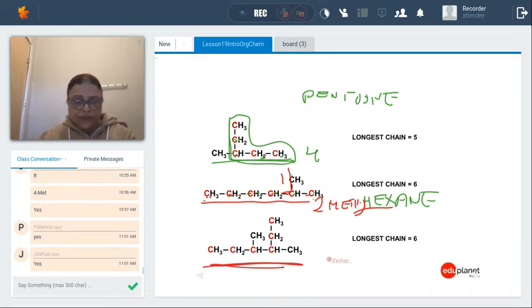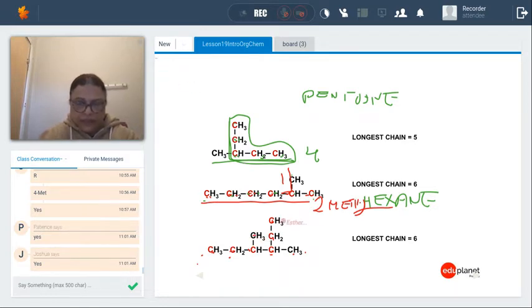What is the longest chain? 1, 2, 3, 4, 5. 1, 2, 3, 4. Or 1, 2, 3, 4, 5, 6. So the longest chain is 6. This is also hexane. So if this is hexane, what kind of hexane is it?